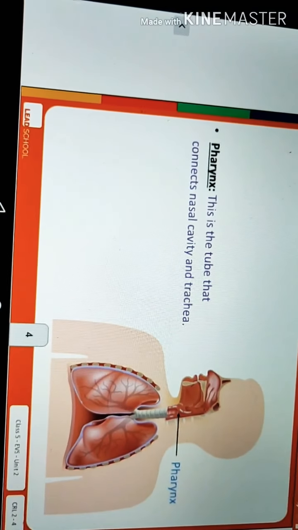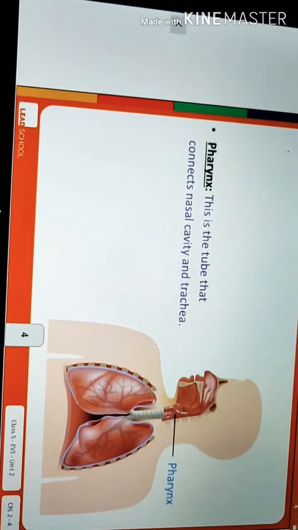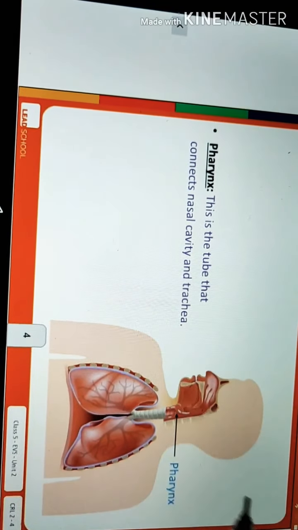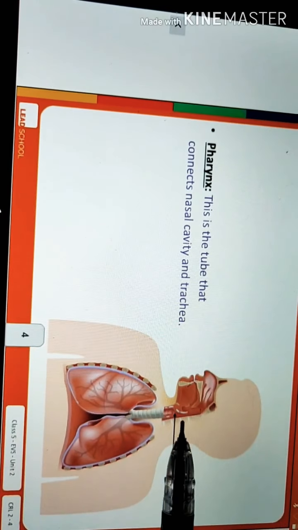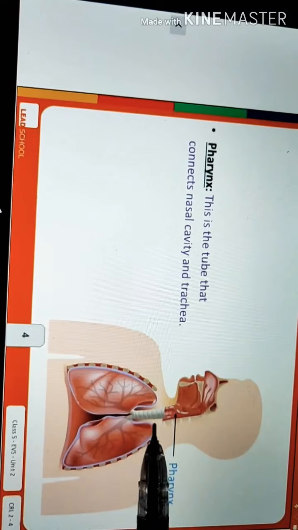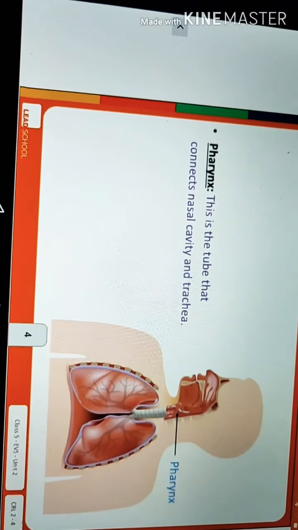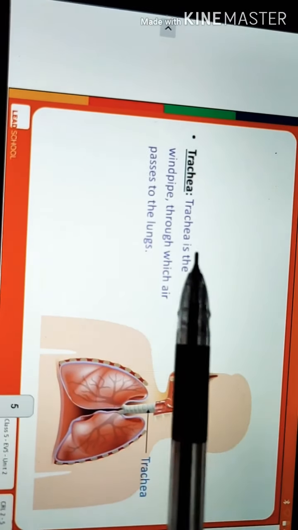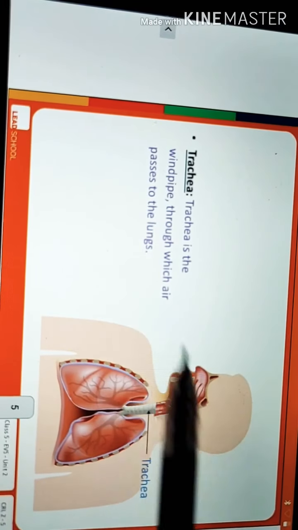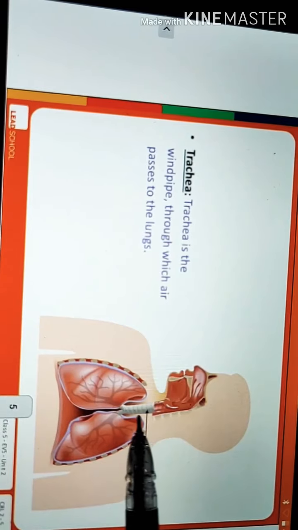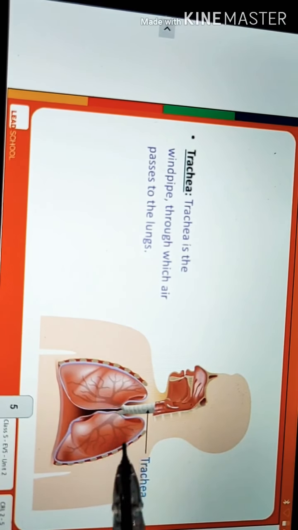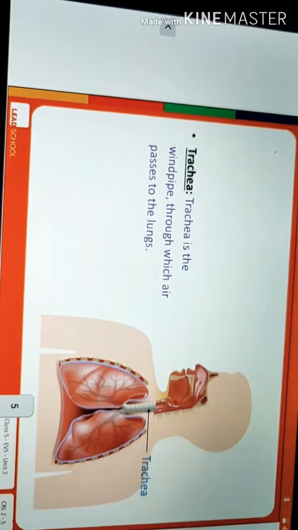The third part is pharynx. This is a tube that connects the nasal cavity to the trachea. As you can see, this is a tube-like structure. Now next is trachea. Trachea is the windpipe through which air passes to the lungs. So it is a pipe-like structure.